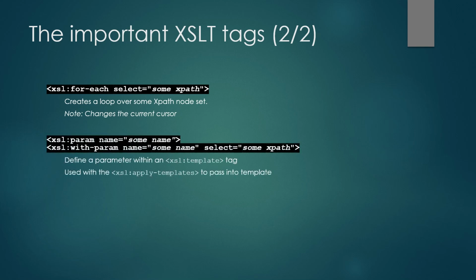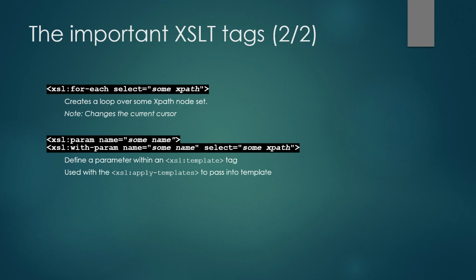I said before we can feed data into a template. And we do that with this thing called parameters. Right, so the param tag names something, and it lives inside the template definition. The with param is the converse of that. That's saying use this specific data from this XPath and call it that parameter name. So this is a little closer to like feeding something data.